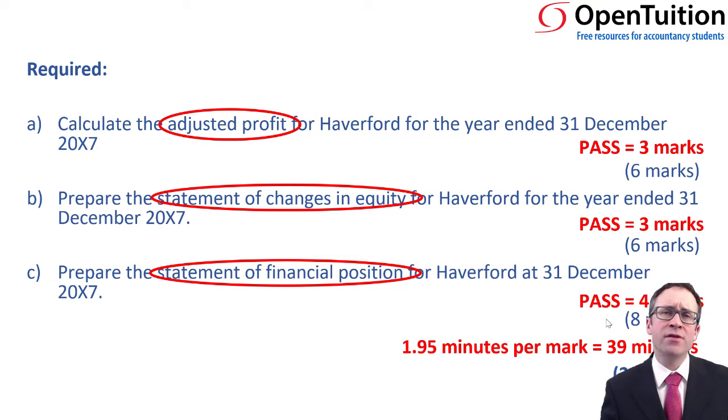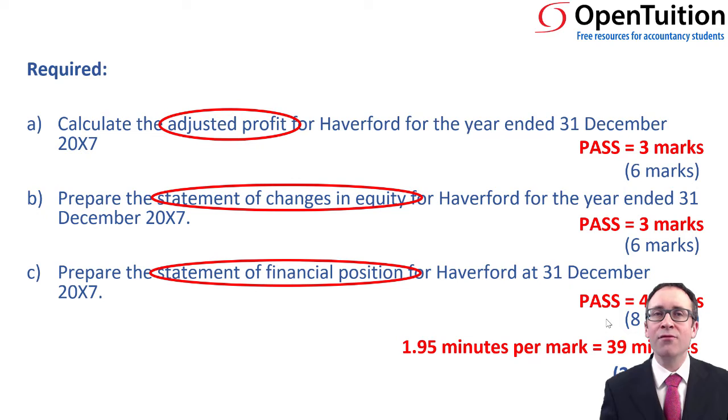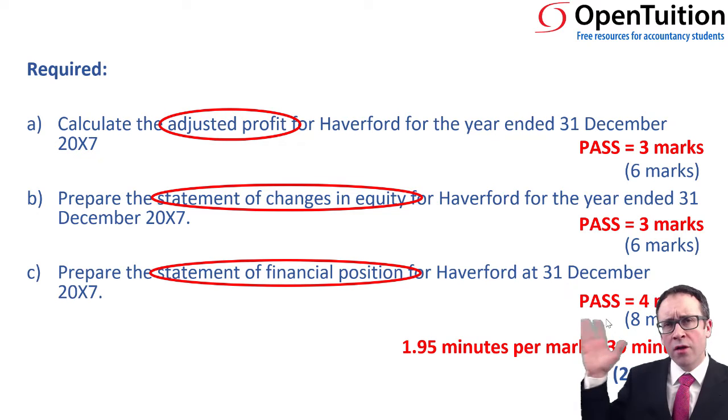And you've got 3 hours 15 minutes on the exam, haven't we? So for 20 marks, it's 1.95 minutes per mark, which sounds crazy, but that's what you need to stick to within the exam. So you need to leave yourself 39 minutes. Okay, no more, no less. Just note you've got those 3 requirements.